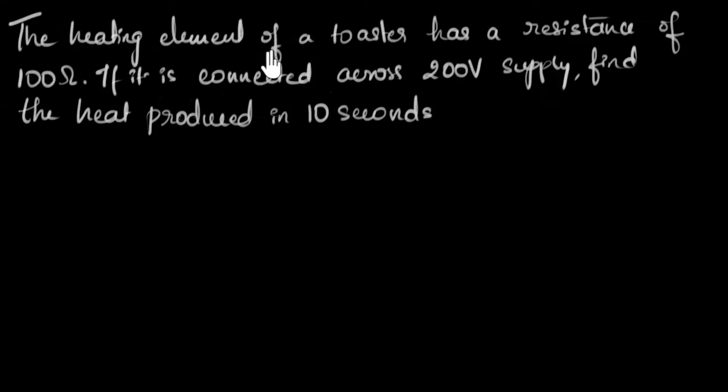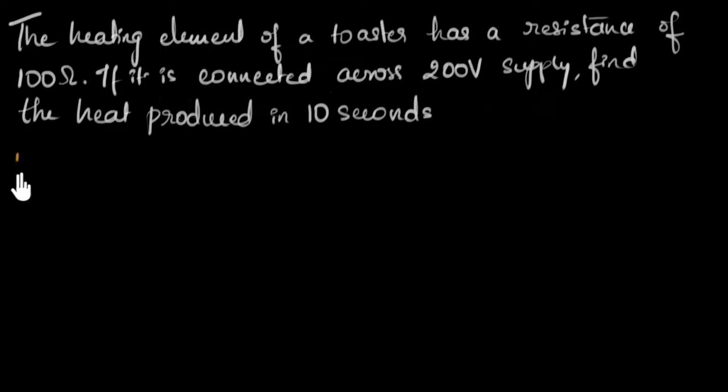The heating element of a toaster has a resistance of 100 ohms. If it's connected across a 200 volt supply, find the heat produced in 10 seconds. So let's try and write down what's asked of us. We are asked to calculate the heat produced in that heating element in 10 seconds.